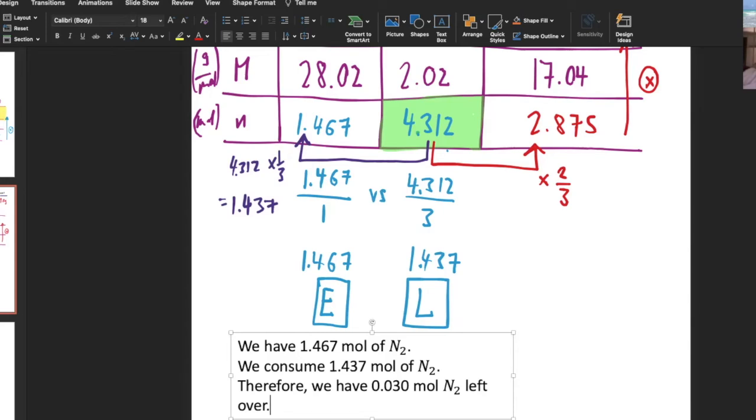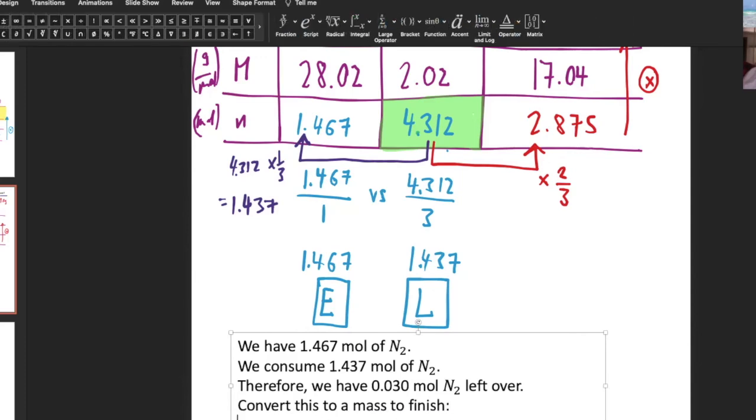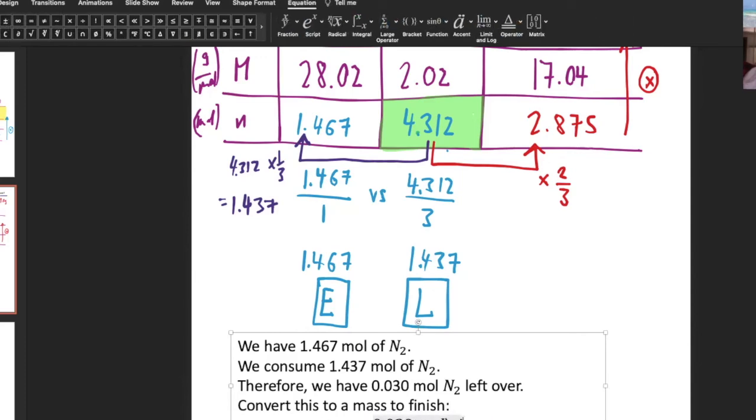Left over? Yeah. Because remember, you had 1.467. In order to complete the reaction, you consumed 1.437. And if you subtract the two, that's the leftovers. Okay? And then just convert that to a mass and you're done. So I'll do the conversion right here. So we'll do 0.030 moles. What's the molar mass of nitrogen? Well, we have it up there. It's 28.02 grams per mole.